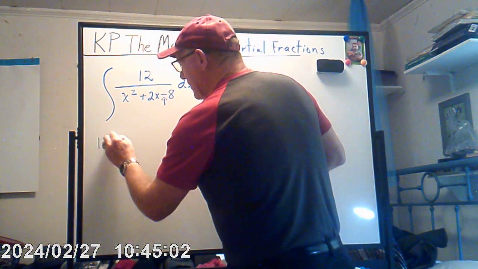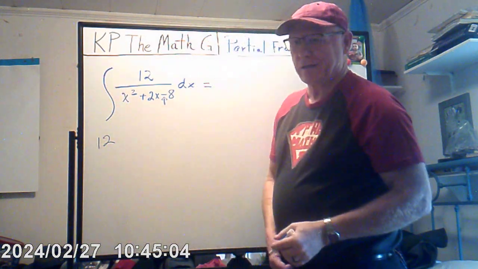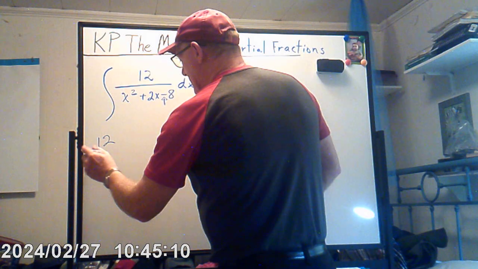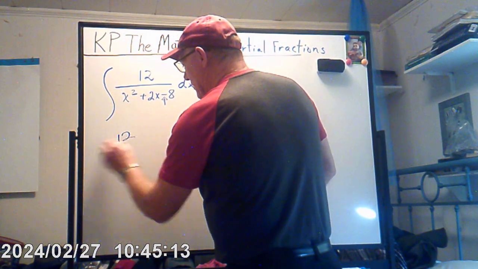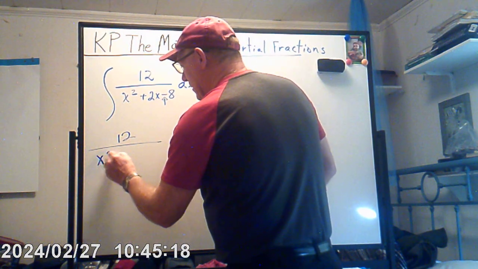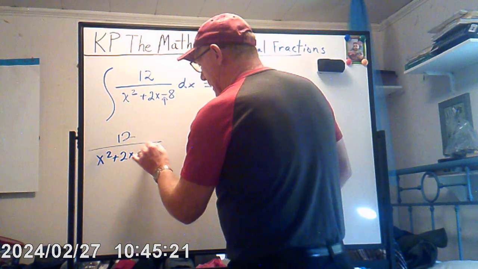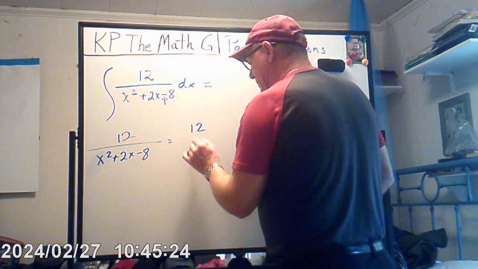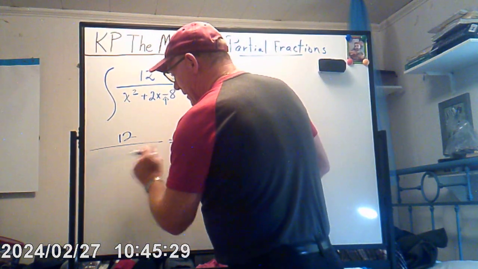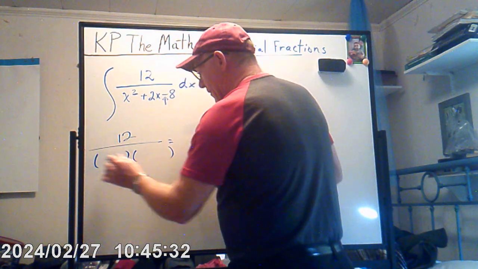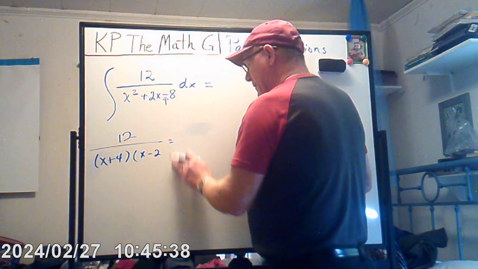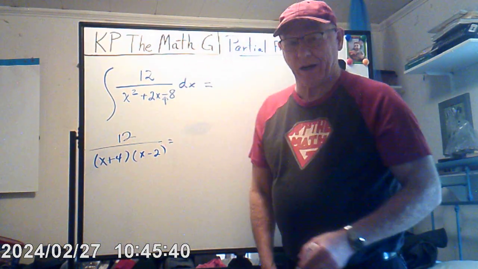Now remember what we factored. For the time being, without the integral sign here, I'm just going to say 12 over x squared plus 2x minus 8. We said that that's equal to, well, we just factored it just now, x plus 4 times x minus 2. We want to do that. If we can possibly factor that, that's what we want.